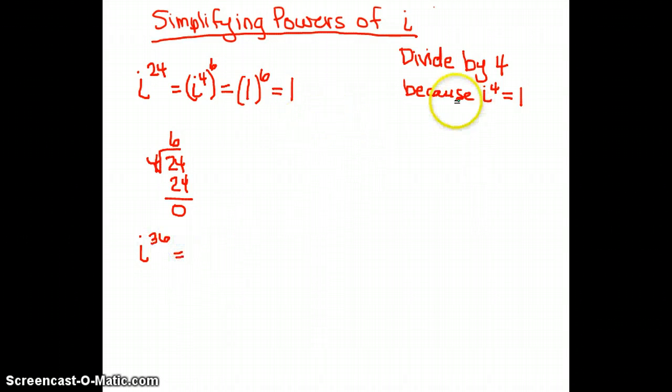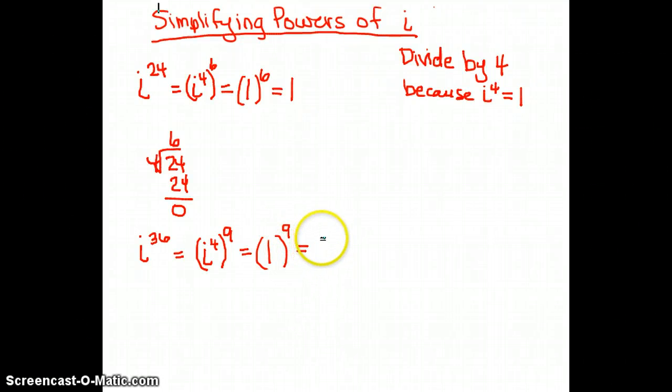Likewise, in my second example, if I do i to the, let's just say 36. Again, I want to divide by 4. So if I take 36 and I divide 36 by 4, I get 9. And there's nothing else left over. So that means I have 1, because i to the 4th is 1, to the 9th, and 1 times itself 9 times is just 1. So as we simplify powers of i, we first want to start off with just recognizing that you divide by 4.